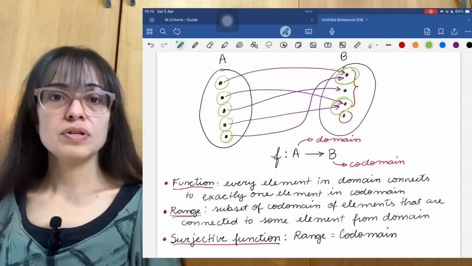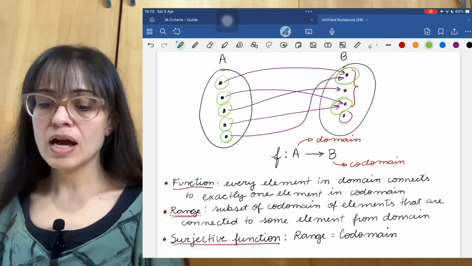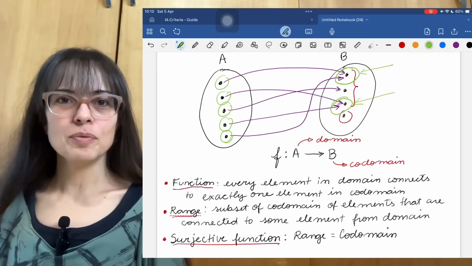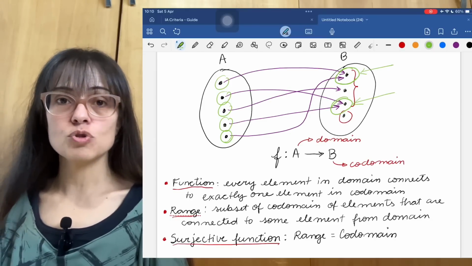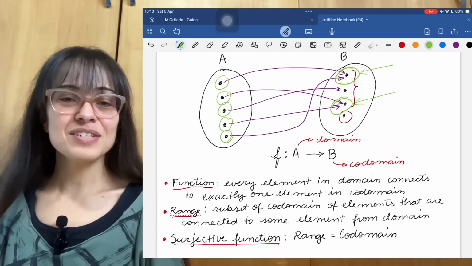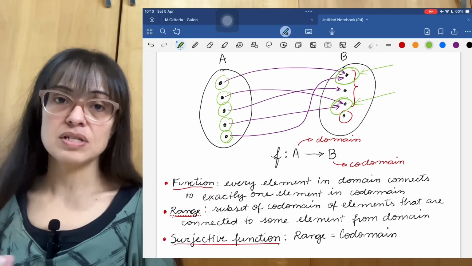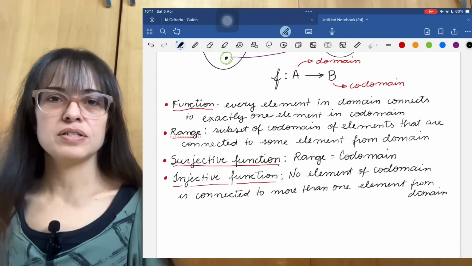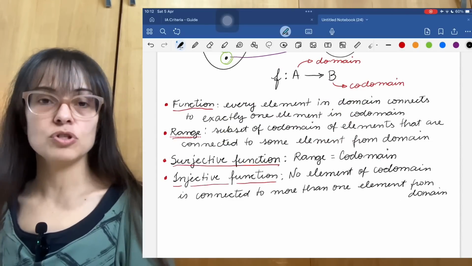So we could also give a name for what happens when this doesn't happen in B. Like in this case, there are points that are receiving two arrows, but when there aren't, that's also an interesting case and it receives a name as well. So no element of the codomain is connected to more than one element from the domain.